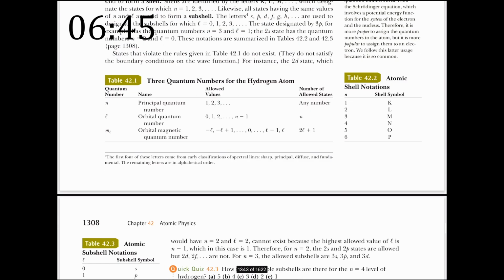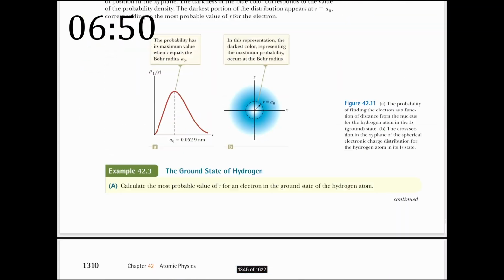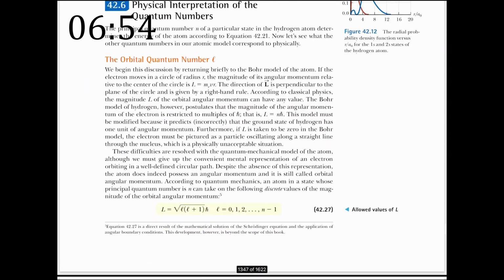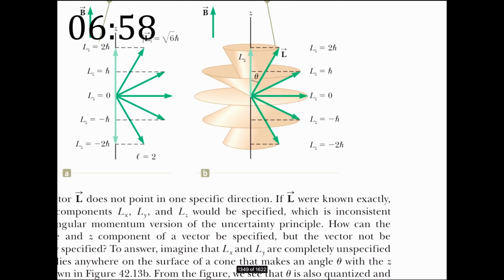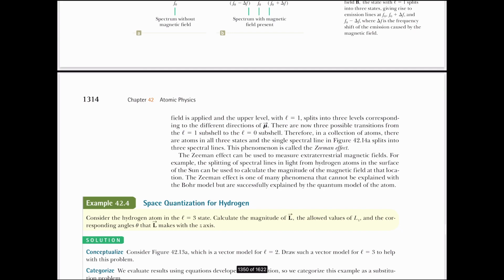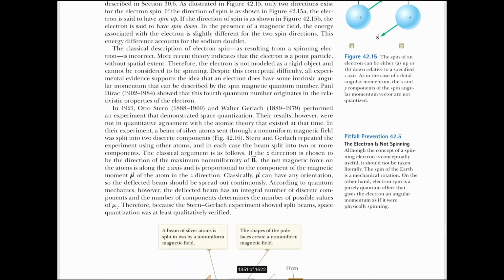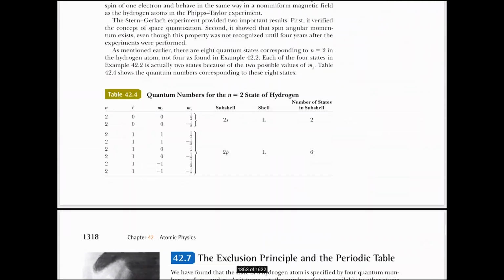My timer is almost done. 15 seconds. Dude, the wave functions of hydrogen, ground state of hydrogen, example, physical interpretations of quantum numbers. The orbital, oh my, what is this? Yo, we ain't got time for this. I'm sorry, guys, we didn't finish this. Space quantization, let me zoom through the spin magnetic quantum numbers. Whoa, I literally got through half of that, I think.